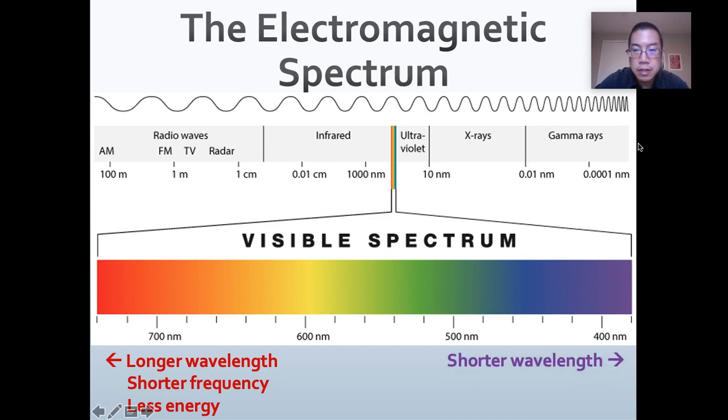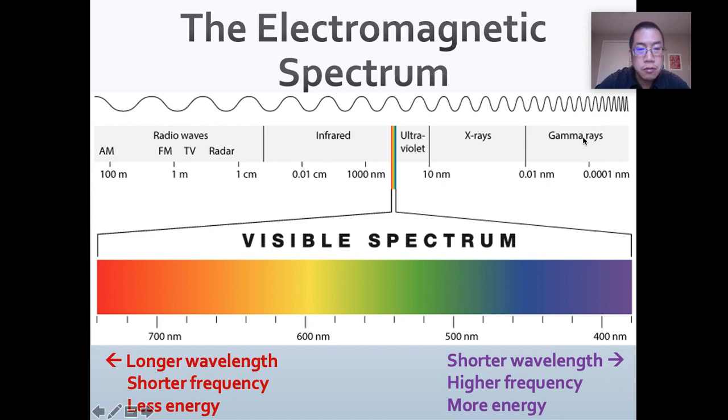Now over here on the right side, the shorter the wavelength, the greater the frequency will be, because more waves will pass through a certain point in a certain amount of time. And then those waves have more energy. And so those waves are more destructive. Gamma rays and X-rays have the ability to cause cell damage and destruction. They have a lot of energy.